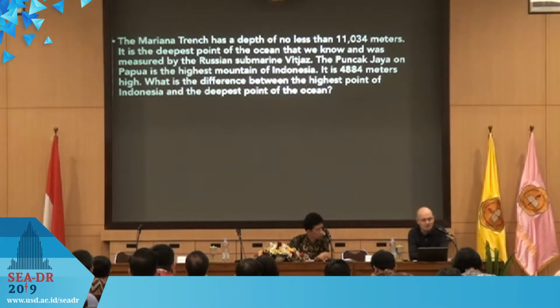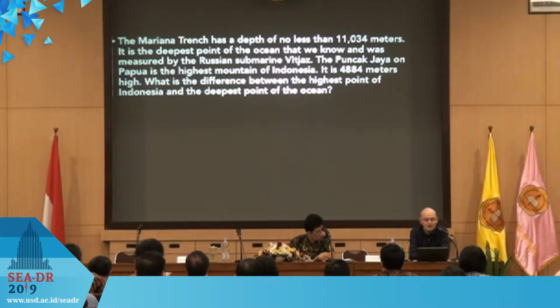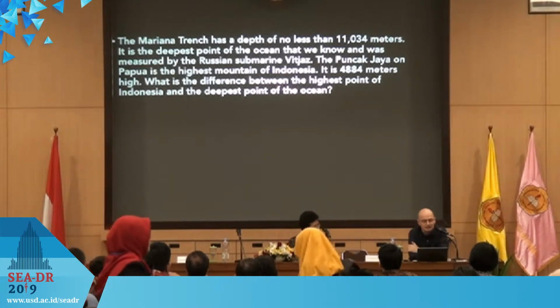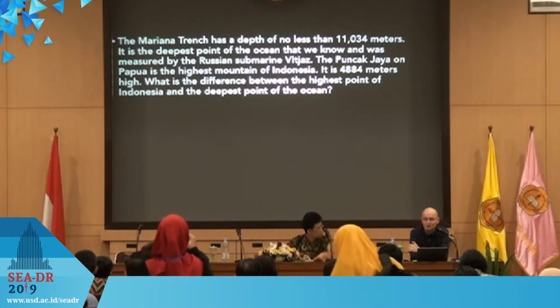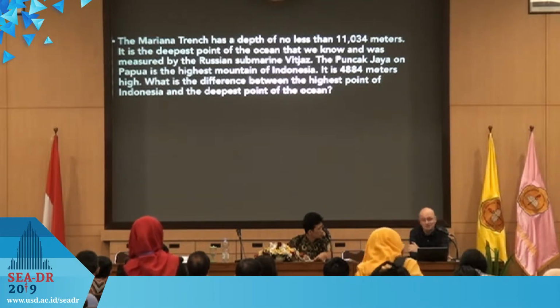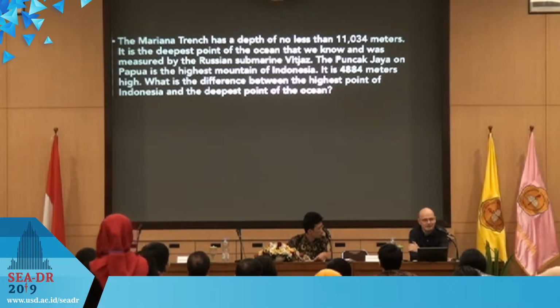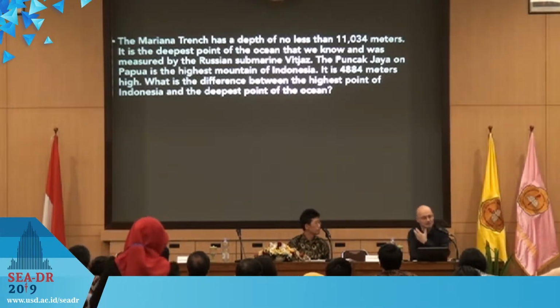Now, take this example. The Mariana Trench has a depth of no less than 11,034 meters. It's the deepest point in the ocean. It's so deep that it's difficult to get there with submarines. It's so deep that we don't even know if there is life there. The Puncak Jaya on Papua is the highest mountain in Indonesia. I looked it up yesterday. That is what the internet told me. 4,884 meters high. What is the difference?